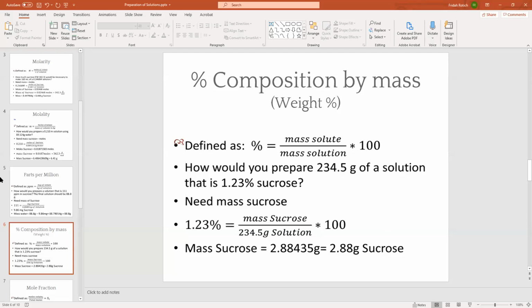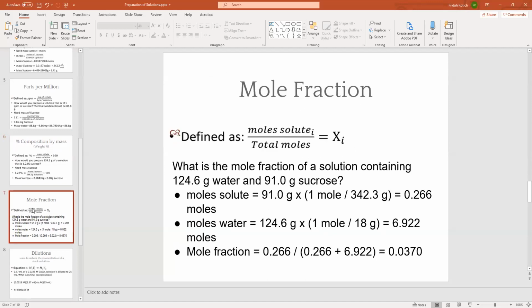Okay. All right. Our next unit of measurement is the mole fraction, and this is defined as the moles of solute of a certain component divided by the total number of moles in the system. So if, for example, I have water and sucrose, each of them will have a different number of moles, but then for the total moles of solution, I'm going to add the two components together.